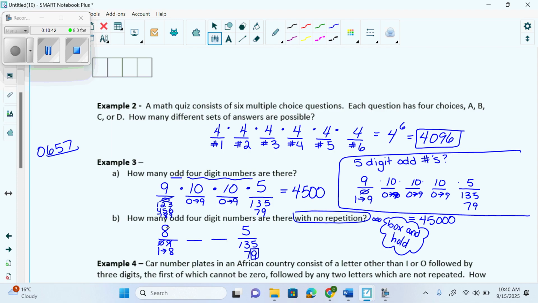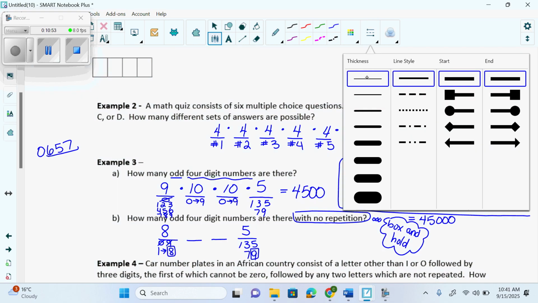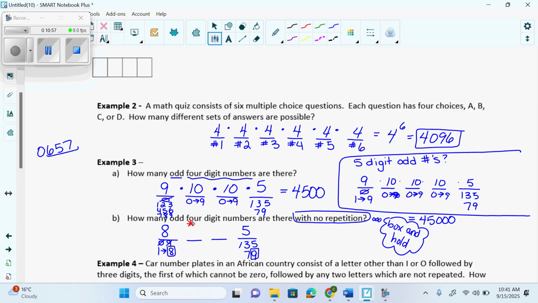And I have to box and hold another one because I can't use it again, because I'm not allowed to repeat. So I'm going to hold the 8. Now this is where everyone errors. Right here. And I would start because I'm going to say you're everyone. Not just one person, everyone errors here. Because they box and hold the 8 and then they write 1 to 7 here and put a 7.